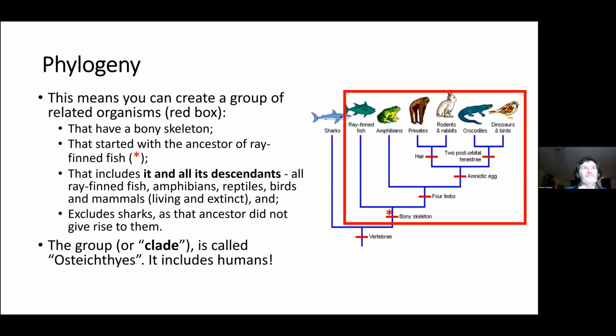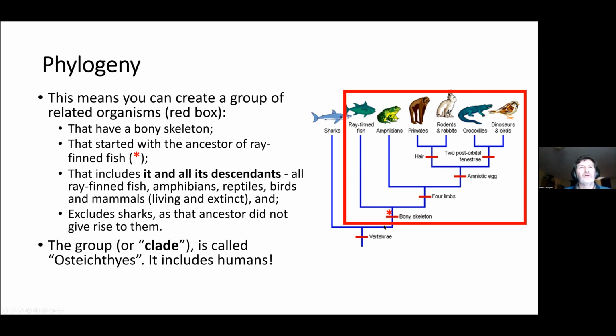Okay, so we can draw a red box then around everything that's got a bony skeleton. They seem to be like a natural group of organisms. Everything that's got a bony skeleton is, you could say, one group of organisms. And the first organism with a bony skeleton would be back in the distant past, down here somewhere.